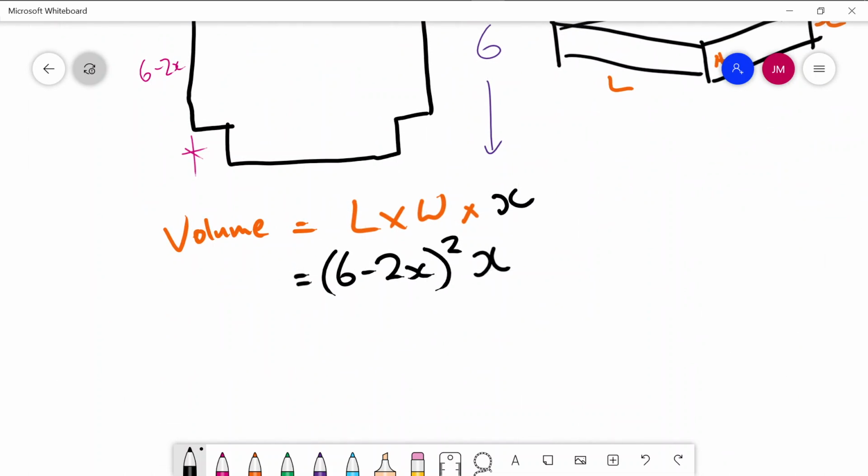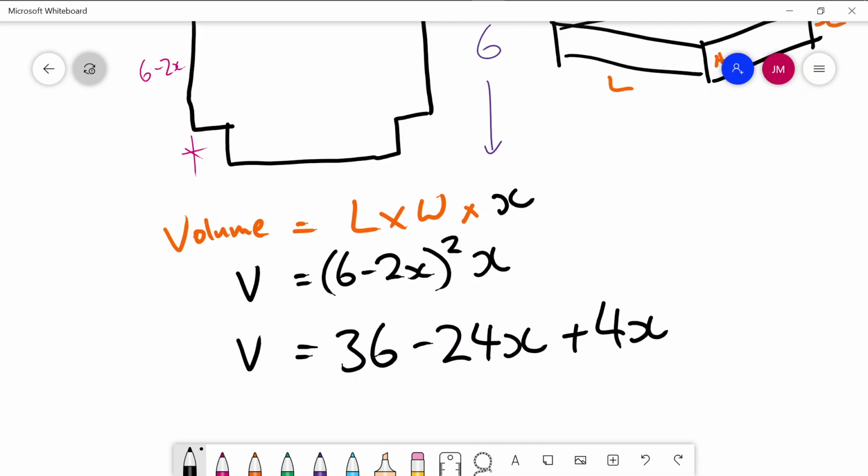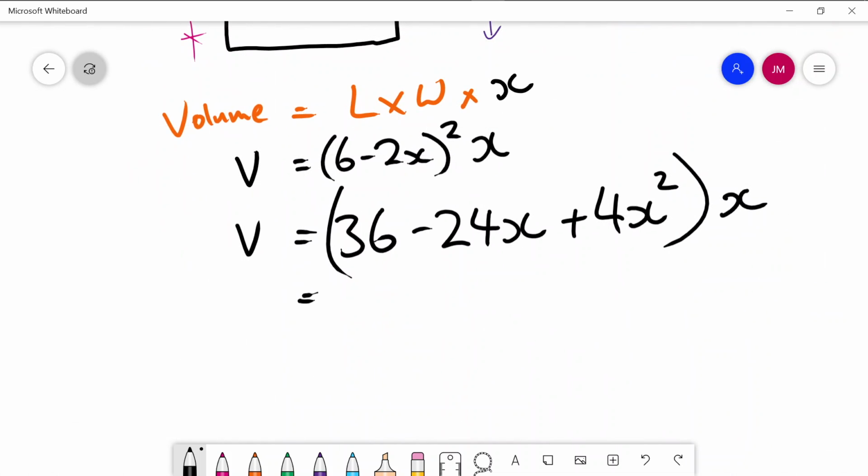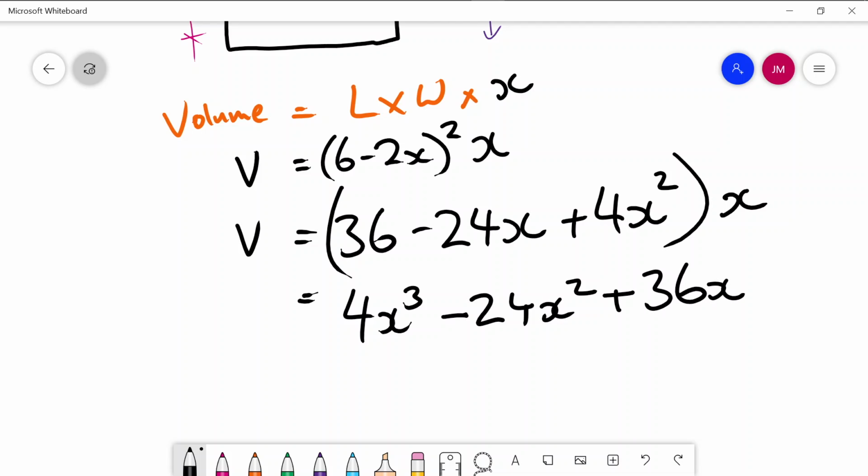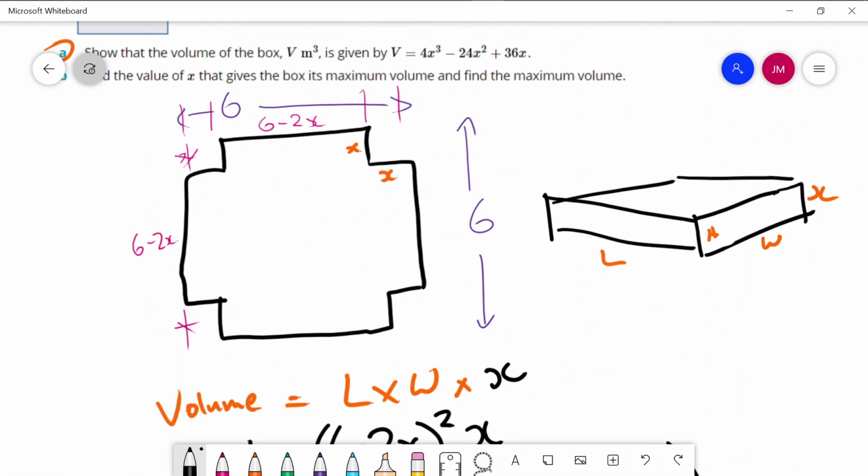So let's expand that out. There's our formula for V. We'd end up getting 6 squared is 36. Two lots of negative 2x times 6 would be minus 24x, and then minus 2x all squared would be plus 4x squared, and then we've got to multiply that by our friend x at the end. I'm just going to start putting these in the highest order power, so 4x squared times x was 4x cubed. Then I'd have minus 24x squared plus 36x, and hopefully we got the same as what was asked for in the question.